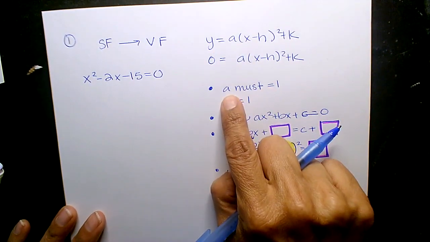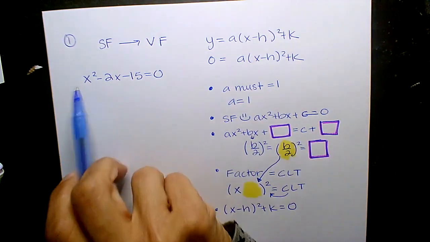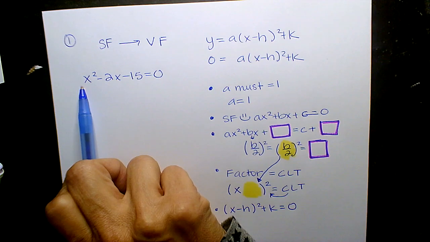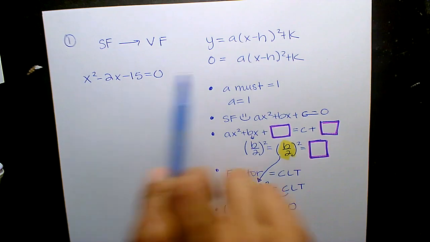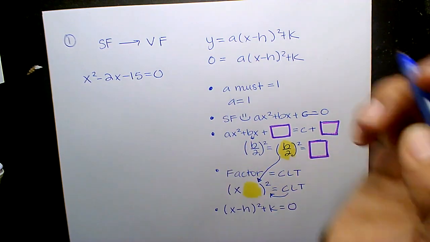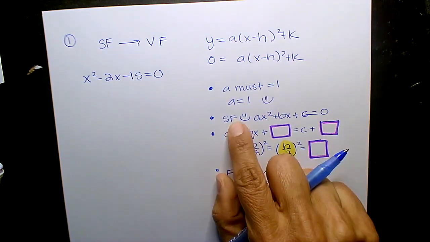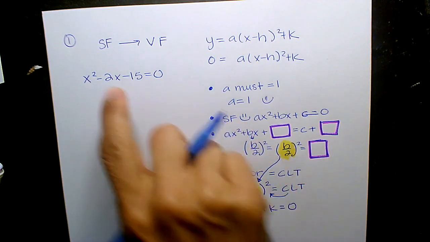All right. A must be 1. Is it A value 1? Yes. Okay, A is 1. So if A is 1, then perfect. You can move ahead. Now, is it in standard form?